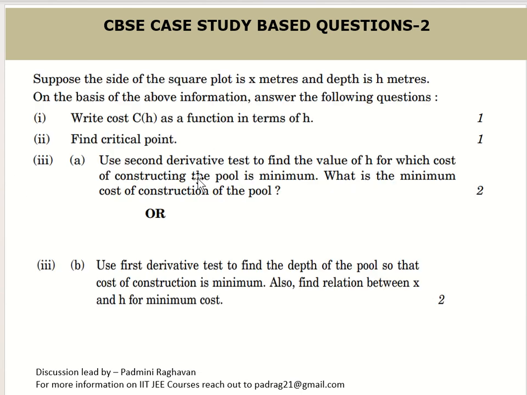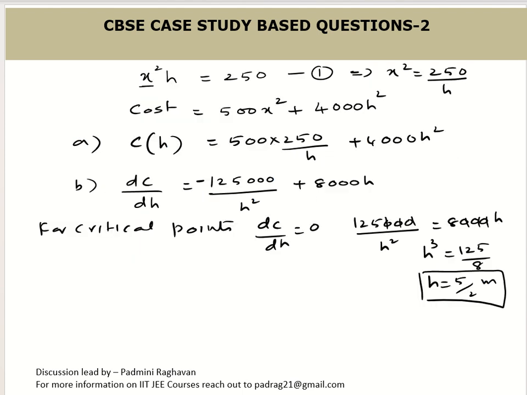Then goes the third question. Use second derivative test to find the value of h for which the cost of constructing the pool is minimum. Then what is the minimum cost? So we need to find the second derivative. So let us differentiate this. D square C by dh square. Derivative of 1 by h square is minus 2 by h cube.